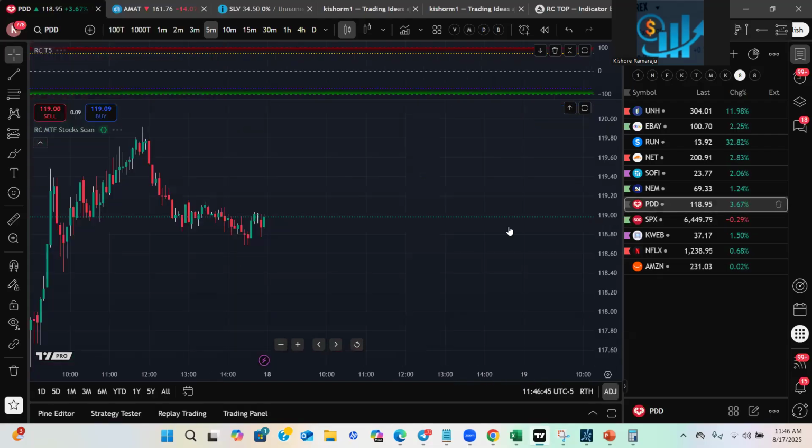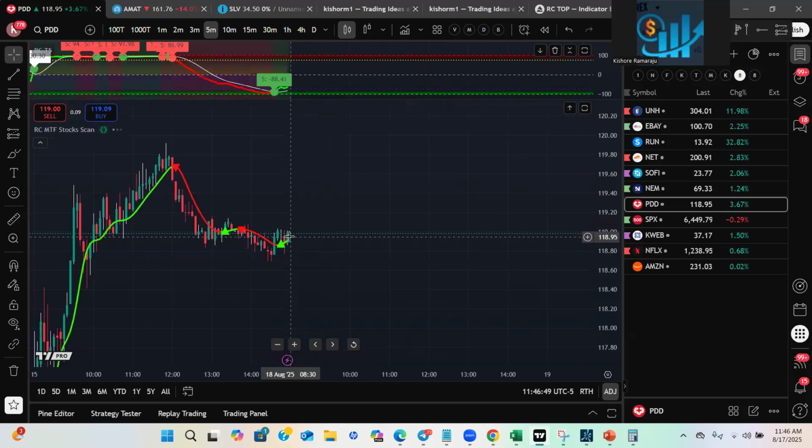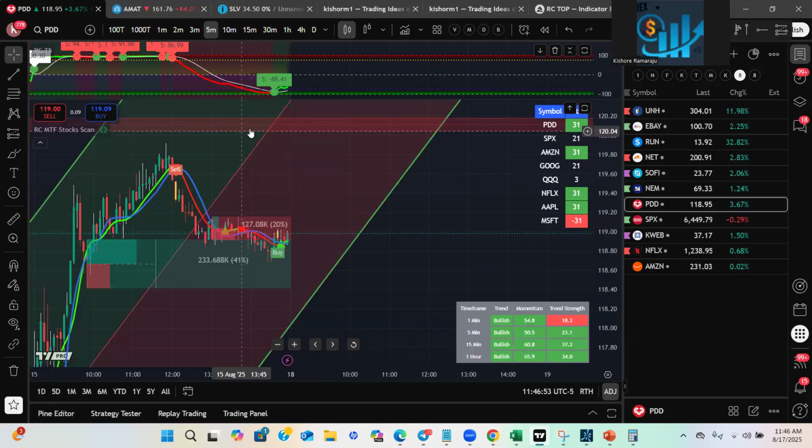So if you take the PDD example, if PDD is bullish, right, I can buy a 118 call, I can buy a 118 put, and then I can sell this put, I can buy this call. So if you are bullish, you buy the call, buy the put. You sell this put, you buy the call at the bottom. If you are bearish, you sell the call, sell the put at the current price.